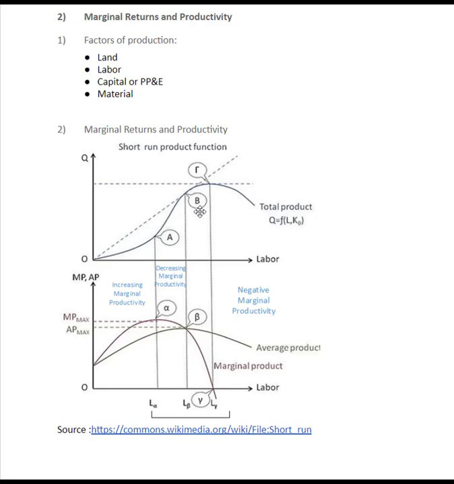The average product is the total product divided by the quantity of labor. So this curve represents the average product. There are a few things to observe. The average product is increasing as long as the marginal product curve is on top of it, and it starts decreasing when the marginal product curve is below it. And when the marginal product curve goes negative, we are hitting the maximum total product. That's it.